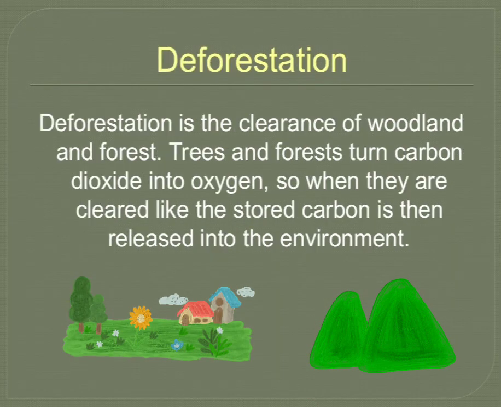Last but not the least cause of global warming is deforestation. Deforestation is the clearance of woodland and forest. When we cut down trees, carbon dioxide builds up quicker since there are no more trees to absorb it. Not only that, trees release carbon when they are cut down, and it causes global warming.